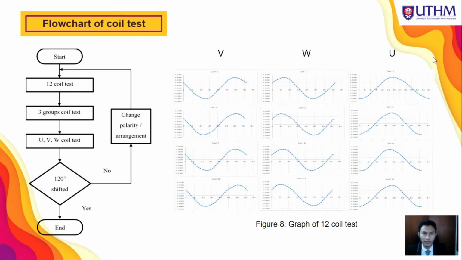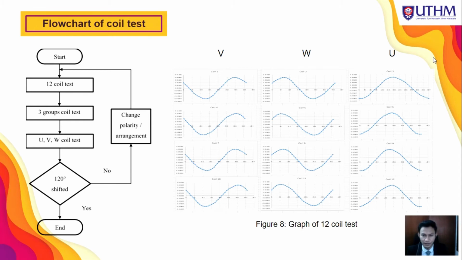So this is the flowchart of the coil test. After we finish the design of the motor, which is HFSM, we need to proceed with the coil test, which is the 12 coil test analysis. Then we move to the 3 group coil test analysis. We determine the UVW coil test. If the UVW test is not shifted 120 degrees, we need to change the polarity or arrangement. If the UVW coil test rotates 120 degrees, we proceed to the next step.